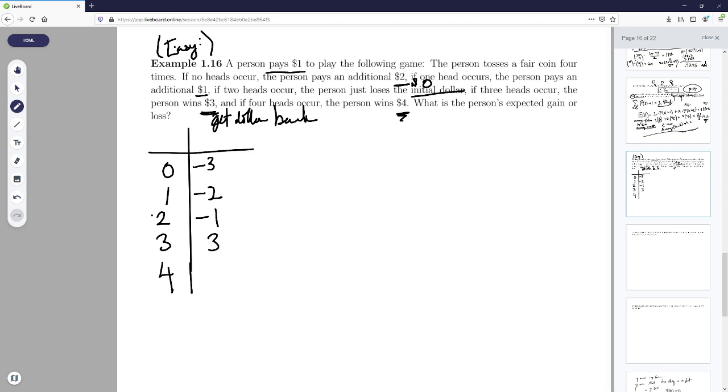And if 4 heads occur, you win $4. So now we need to compute the probability of each of these things. As it turns out, the probabilities are 1 out of 16, since we toss 4 times. 4 out of 16, so this is 1/4. 6 out of 16. 4 out of 16, which is 1/4 again.